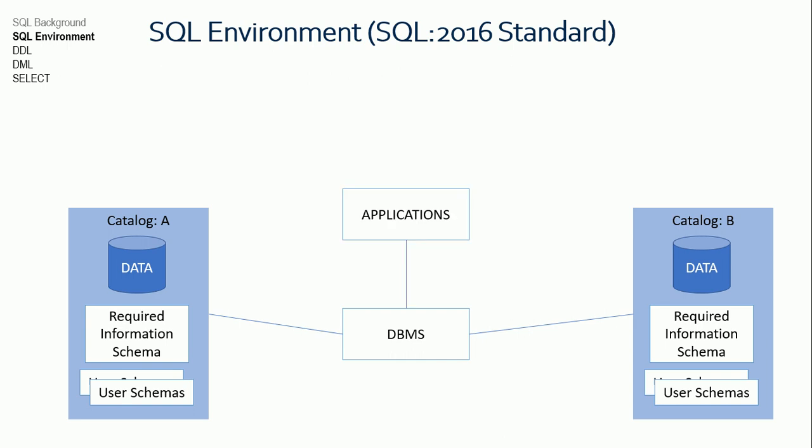And then you have your applications. Applications are what's used by our users. So users are using applications, which are then connecting to the DBMS to get information from our two, in this case, our two databases, right? It doesn't just have to be two. It could be many more. It could be just one. But that's the basic layout of a SQL environment.